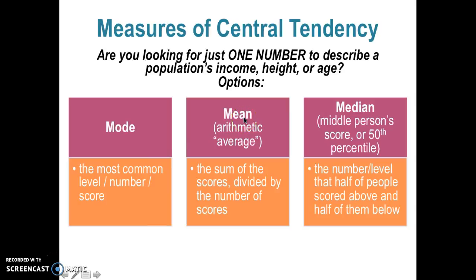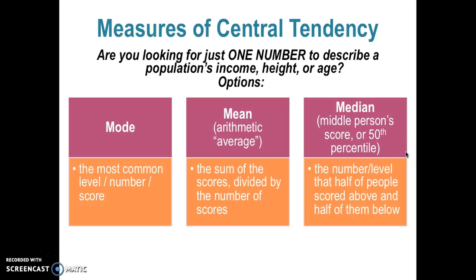The mean, I always remember mean as average. I don't know why. It's been busted into my head. So it's just the sum of the scores divided by the number of the scores. And the median, it looks like the middle, okay? I don't know, it just looks like middle to me. And this is the middle person's score or the 50th percentile.